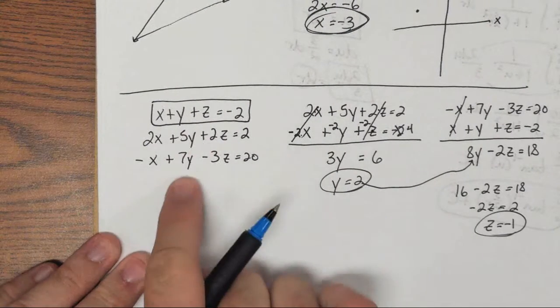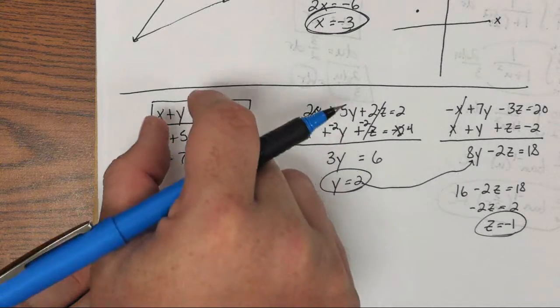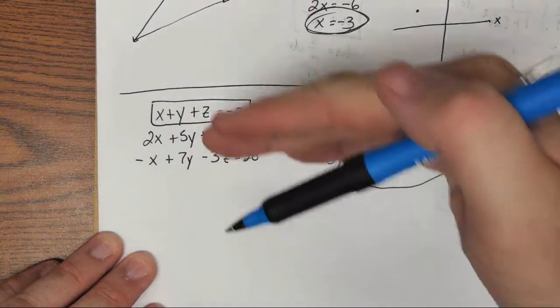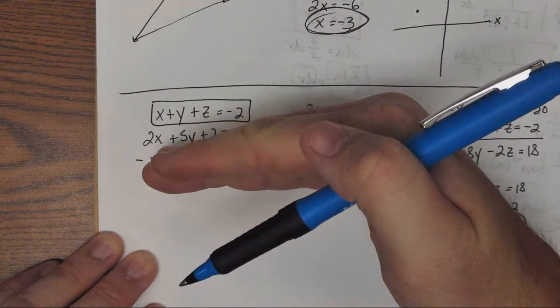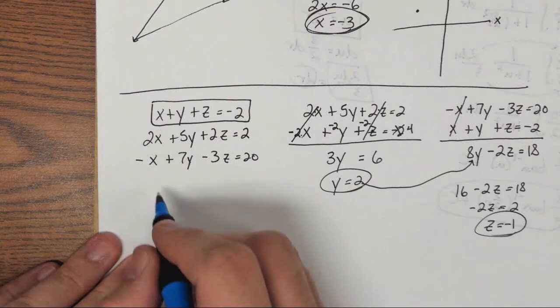pick any of the three. And in order for it to actually work, it needs to work for all. You're looking for the point that satisfies all, and this is the simplest, so let's plug it into it.